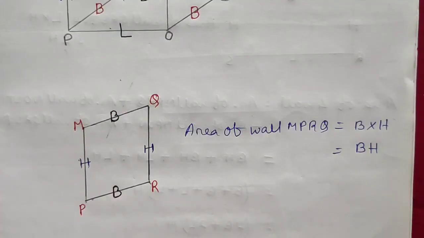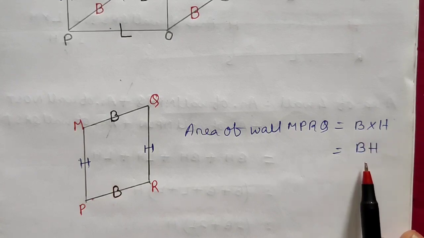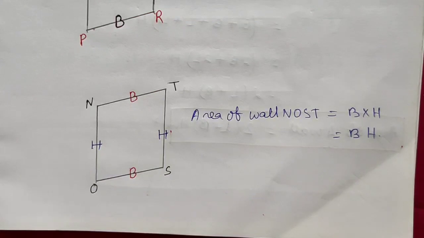We have taken the first side, suppose MPRQ. As this is a rectangular shape, and we know the area of a rectangle is length into breadth, here suppose length is H and breadth is B. So area of the wall will be length into breadth, that is B into H, which is BH. That means area of the wall MPRQ is BH.